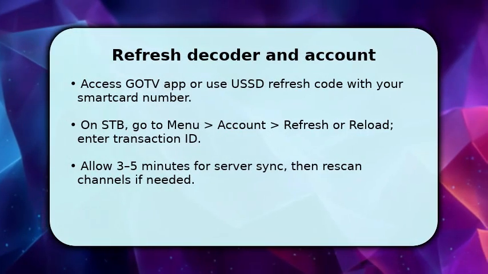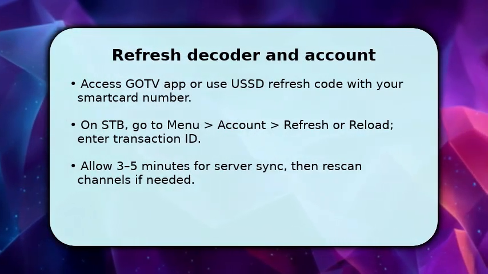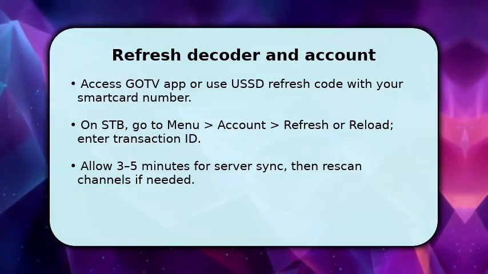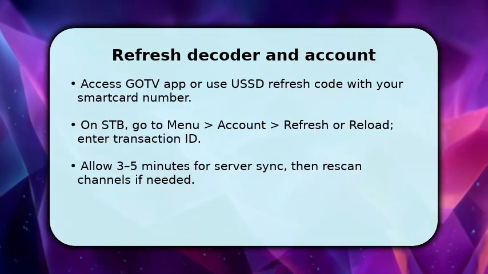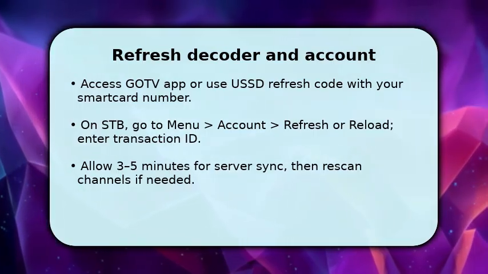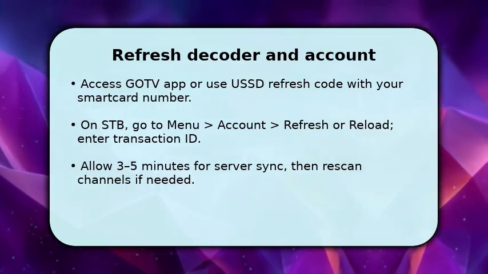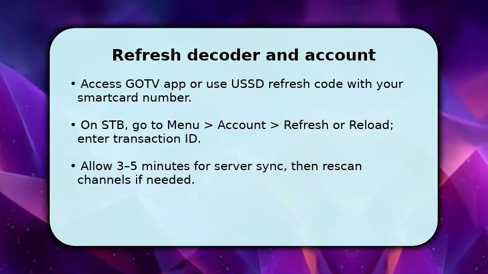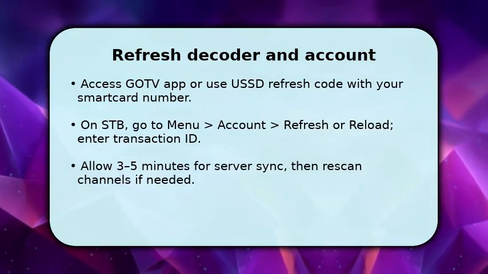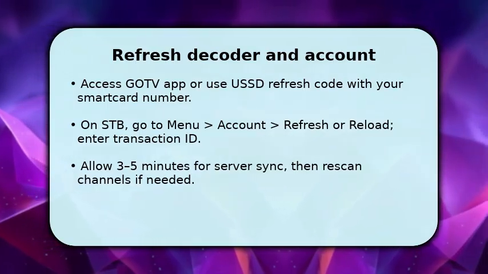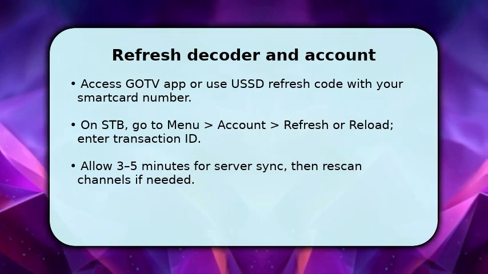Open the GOtv app or dial the Refresh USSD and supply the smart card number plus the transaction ID. Then, on the set-top box, navigate to Account or System and choose Refresh or Reload, entering the reference manually if required. Make sure to wait 3 to 5 minutes because server propagation can take that long. If channels don't reappear, perform a channel rescan.